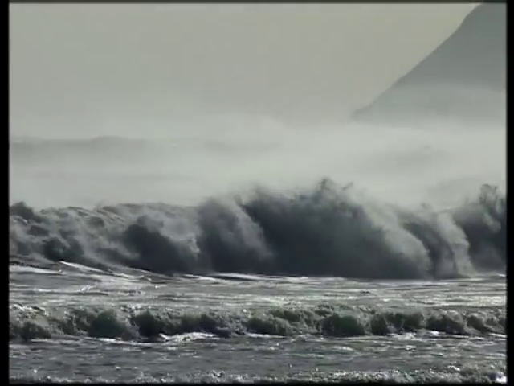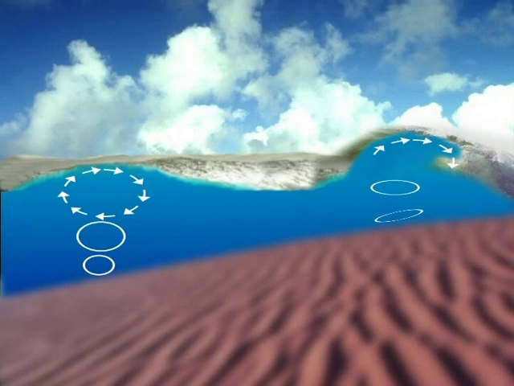But what happens near the shore? The particles near the seabed cannot make their circular movement, and their orbit becomes flattened until the oscillating movement is parallel to the seabed. This movement is known as surge.